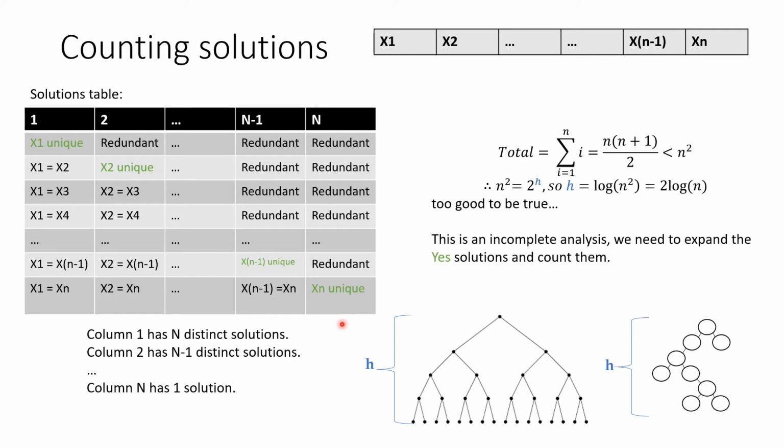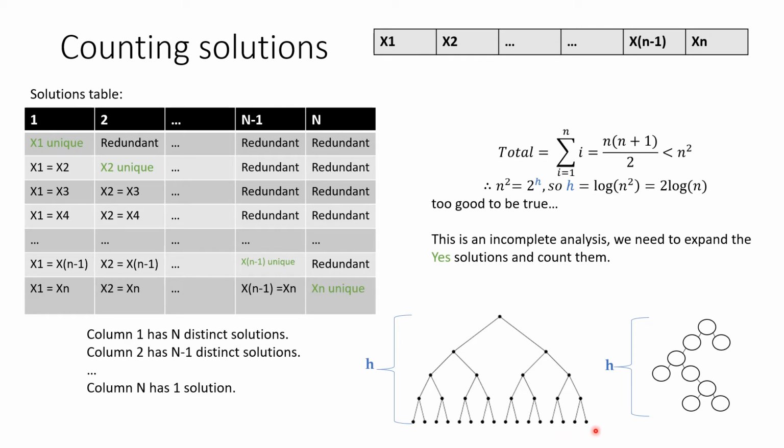The problem with this approach is that the sum of all these solutions is less than n squared. And if we think of a decision tree, the number of questions or comparisons that we need to do for the worst case will be the height of the tree itself. So the smallest tree that we can make with n squared leaves will have height log of n squared, which is less than n log n.